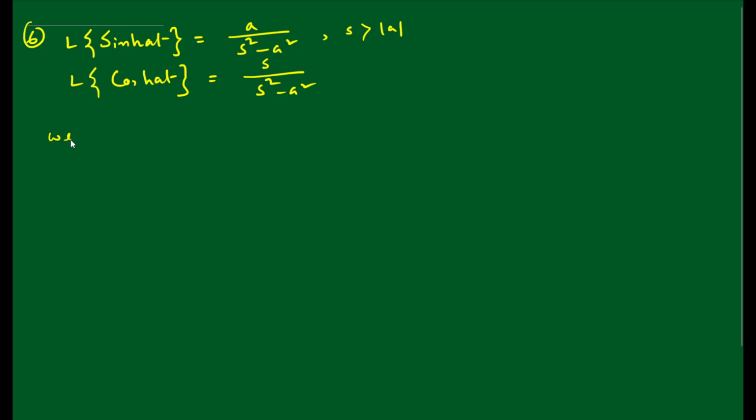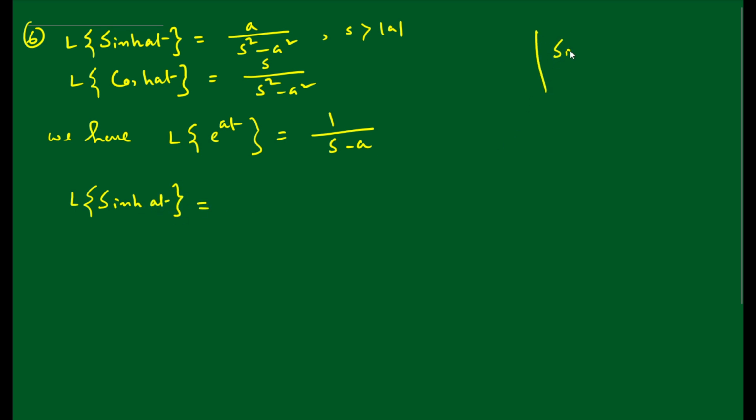Again, for that we need the Laplace transformation of e to the power at. That's why I said this is the most used formula. The Laplace transformation of e to the power at is 1 divided by s minus a. Now there is one formula for the hyperbolic function. I think you remember the formula: sin hyperbolic x is e to the power x minus e to the power minus x, divided by 2.